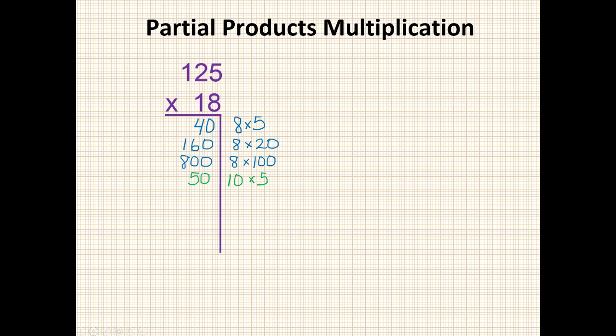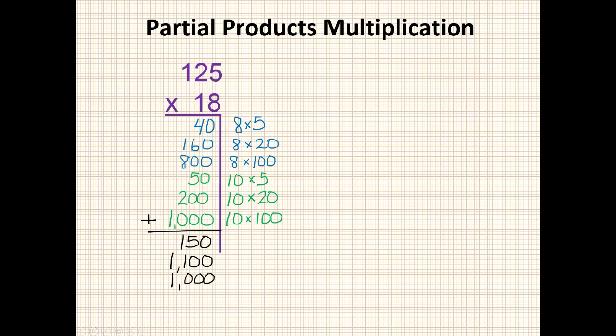10 times 5 equals 50, 10 times 20 equals 200, 10 times 100 equals 1,000. Now we're ready to add our products. We have 0 ones, so we don't have to write anything down, although we could write down a 0 if we wanted to. Looking at our tens place, 4 plus 6 plus 0 plus 5 plus 0 plus 0 equals 15 tens, or 150. Looking at our hundreds place, 1 plus 8 plus 2 plus 0 equals 11 hundreds, or 1,100. Looking at our thousands place, we just have 1,000. Finally, we can add our place value totals to get 2,250.